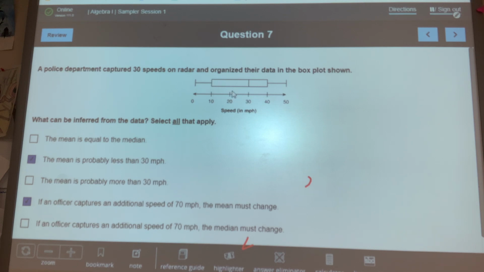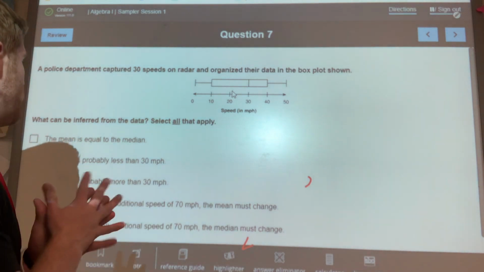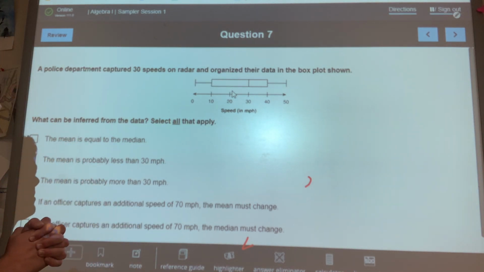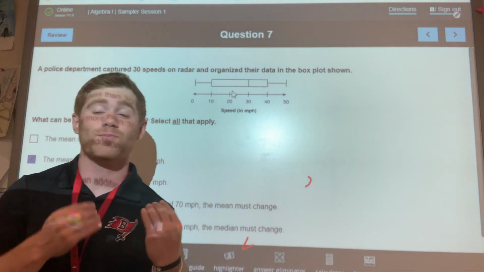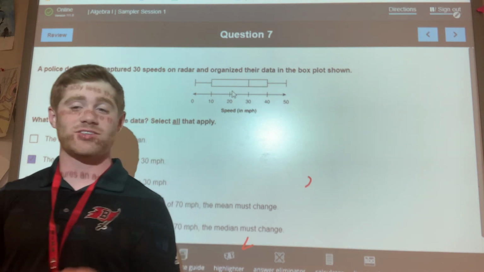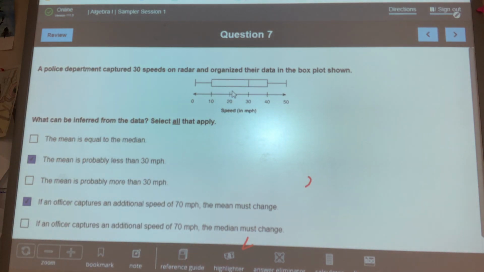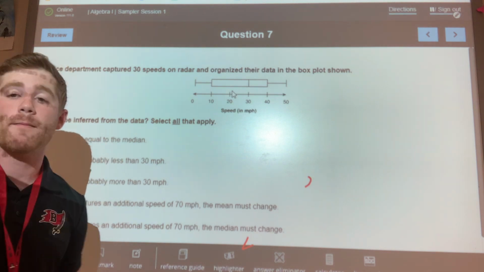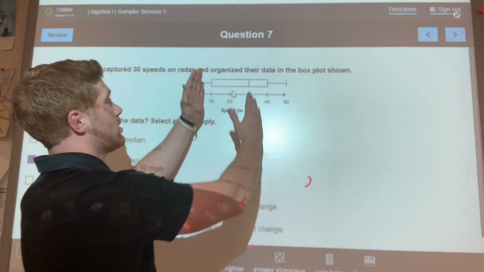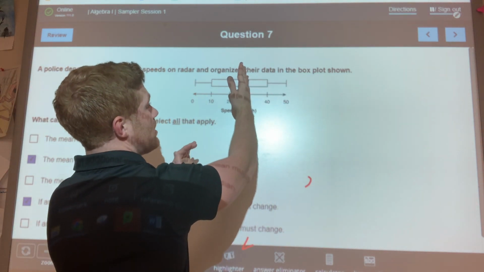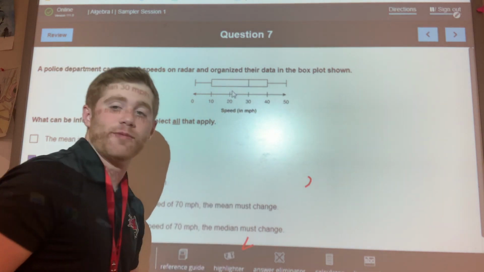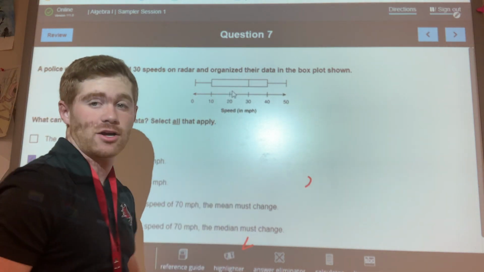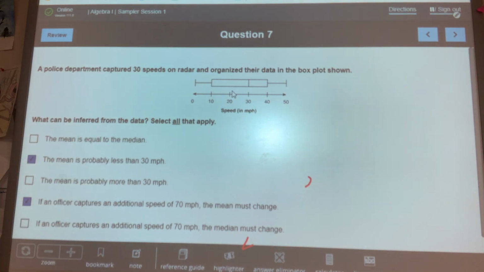Okay, we got a box plot shown here. So this one says, what can be inferred about the data? Select all that apply. Okay, we are going to use process of elimination on all of these answers to see which one is going to be correct. So the first one says the mean is equal to the median. If we look at this set of data here, this line is where our median is going to be, right? The mean is not going to be towards this end because there's a lot more data on this side here. So we're going to go ahead and eliminate the mean is equal to the median.